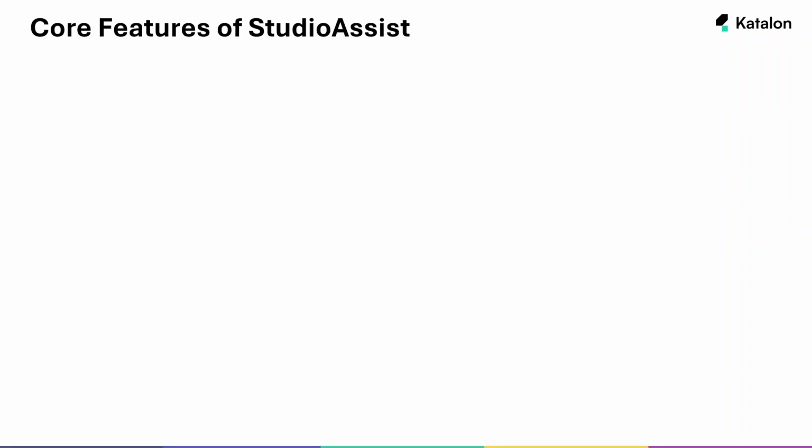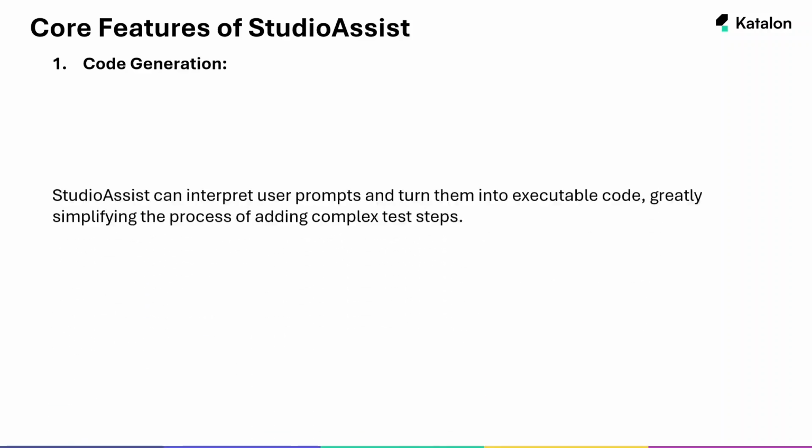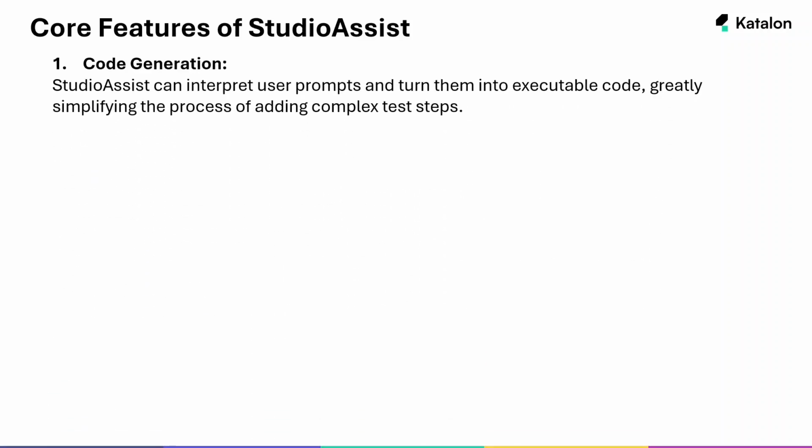So, what are the core features of Studio Assist? Let us recap. Code generation. Studio Assist can interpret user prompts in plain English language and turn them into executable code, greatly simplifying the process of adding complex test steps.